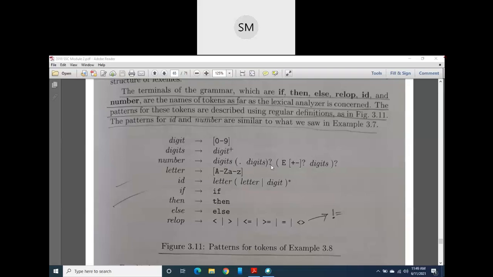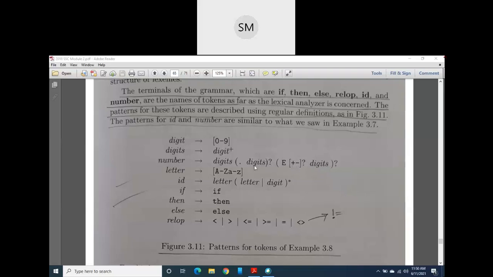What do you mean by question mark? It matches 0 or 1. So 0 or 1 occurrences will be there. After that, followed by again 0 or 1, an optional plus or minus, then 0 or 1 digits will be there. So this is about number.